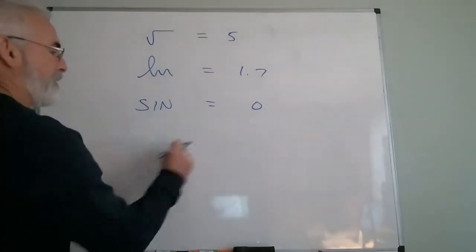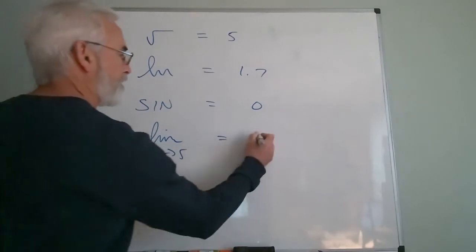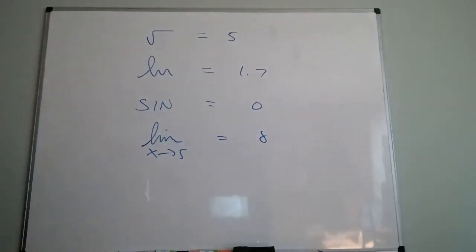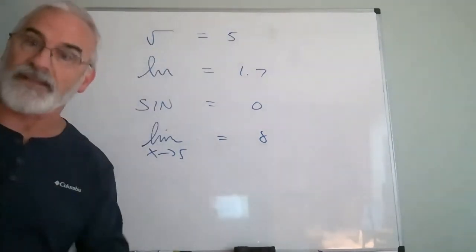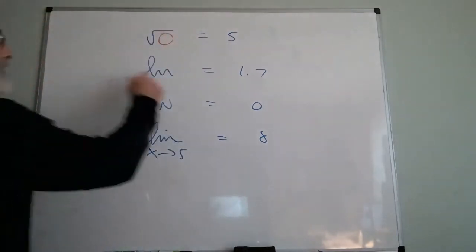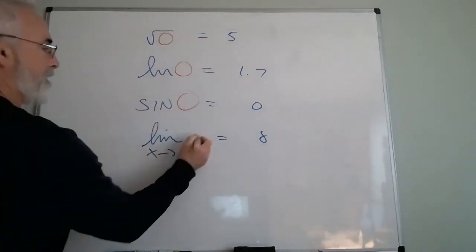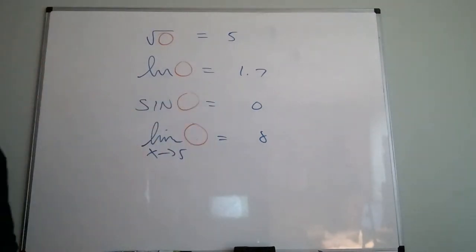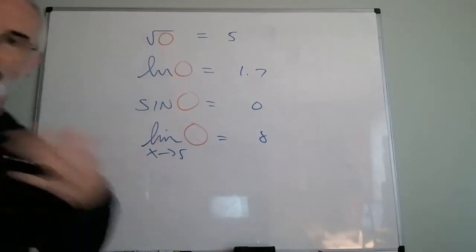All right, if I keep going, the limit as x approaches 5 equals 8. I have 4 absolutely absurd statements on the board here, and some of us are guilty of doing things like that. You see, the square root, you would say, is a function. Well, actually, more specifically, it's an operator. It requires an argument. Natural log of something, the sine of something, the limit of something. None of these has any meaning unless I insert something here. That's called the argument, what I'm inserting there.